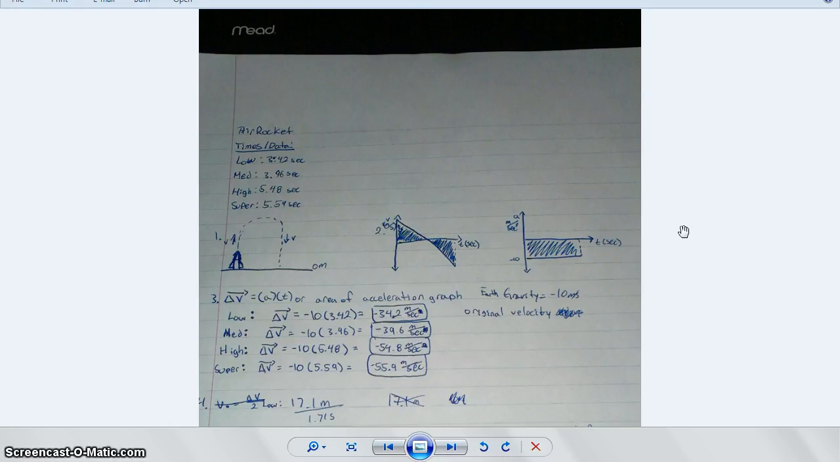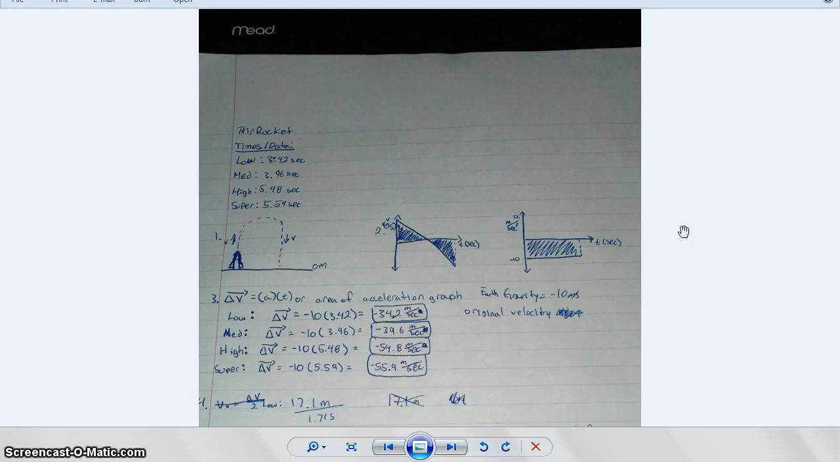So, it says here that an air rocket is shot straight up into the air with no engine. The rocket is in free fall, and it falls back to the ground where it was launched. The rocket is launched with a low, medium, high, and super cap. Then it says to measure the time for the rocket to go up, etc. And that's what we did like a week ago, I think, whenever we went out.